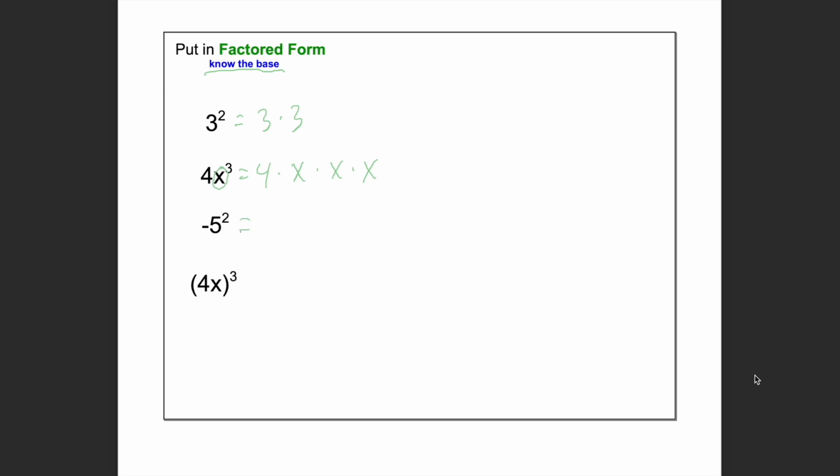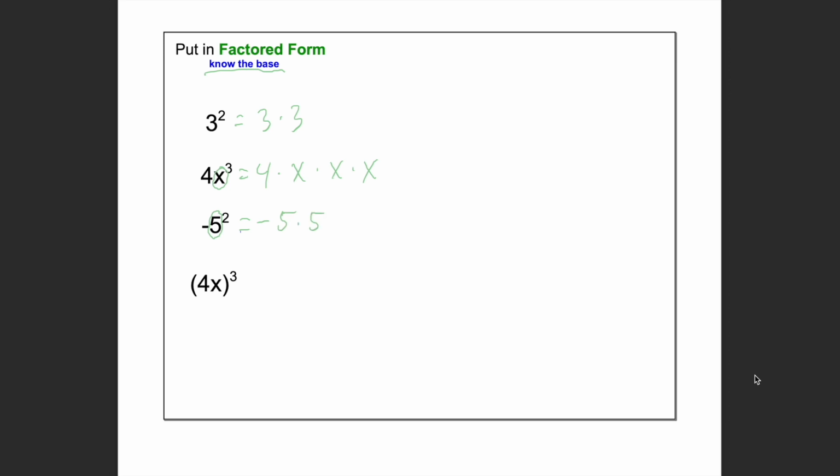Next one. Negative 5 squared. Again, know the base. The 5 is the base, not the negative. So we have negative and then 5 squared, so 5 times 5.